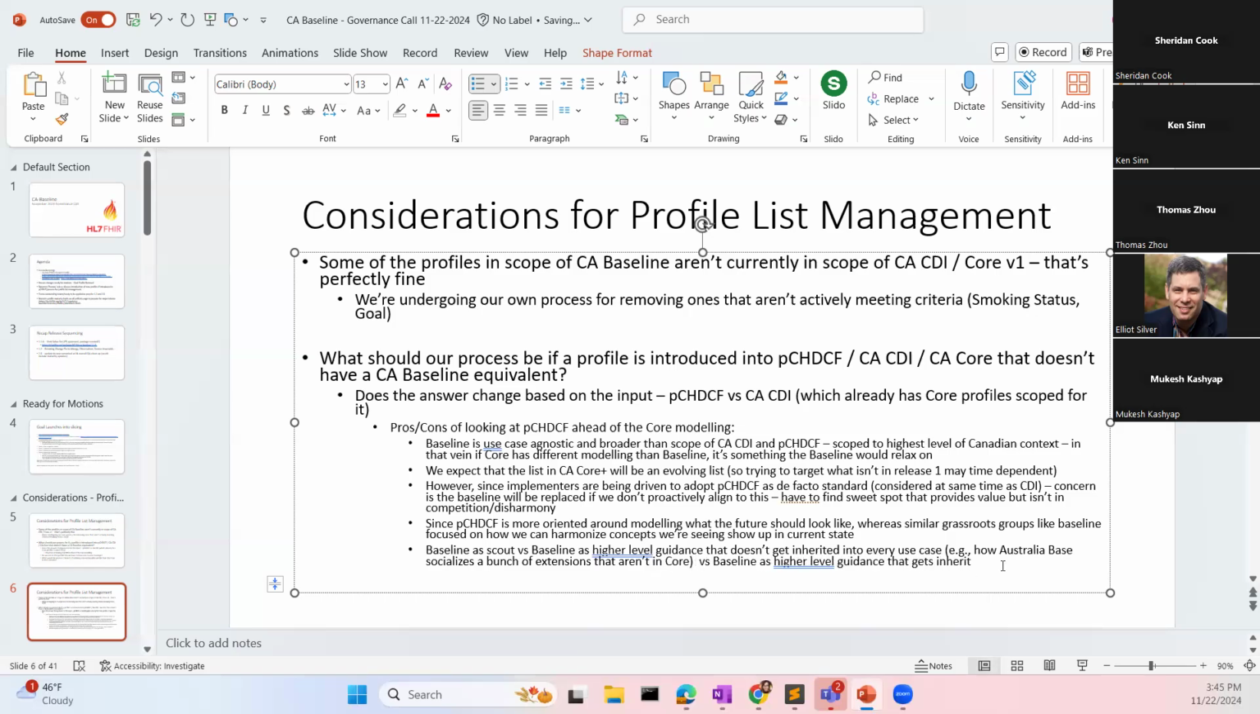Okay, so I think there are maybe three axes to this. Actually, now that I'm thinking about it, when we said we're going to socialize extensions that we know are present in more than just one guide, that put the Baseline closer to the Australian approach. These are things that we think are common, but not common enough that they're going to have an inheritance pattern where everybody has to utilize them in some way.